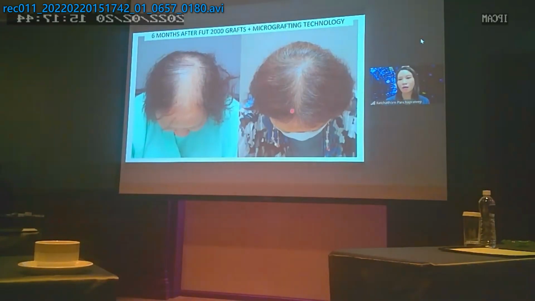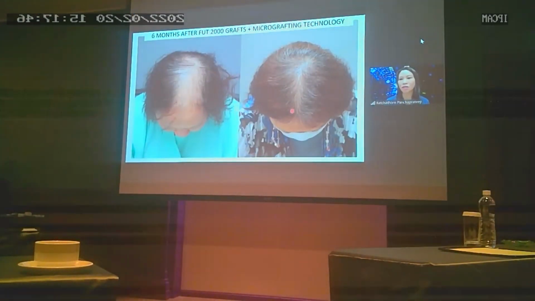This patient has a fractional alopecia, developed scarring alopecia. In this case, I combined the FUT hair transplantation with the regenerative to help decrease the risk of necrosis and increase the graft survival in patients who have scarring alopecia. This is 6 months after the 2,000 grafts FUT hair transplantation.